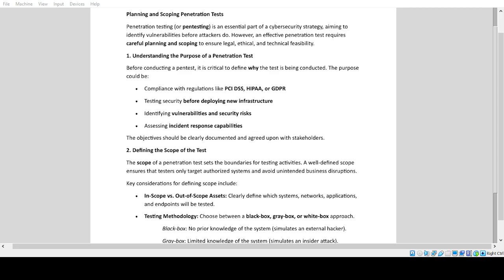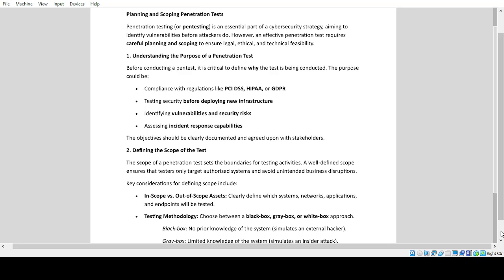1. Understanding the purpose of a penetration test. Before conducting a pentest, it is critical to define why the test is being conducted. The purpose could be compliance with regulations like PCI DSS, HIPAA, or GDPR; testing security before deploying new infrastructure; identifying vulnerabilities and security risks; or assessing incident response capabilities. The objectives should be clearly documented and agreed upon with stakeholders.